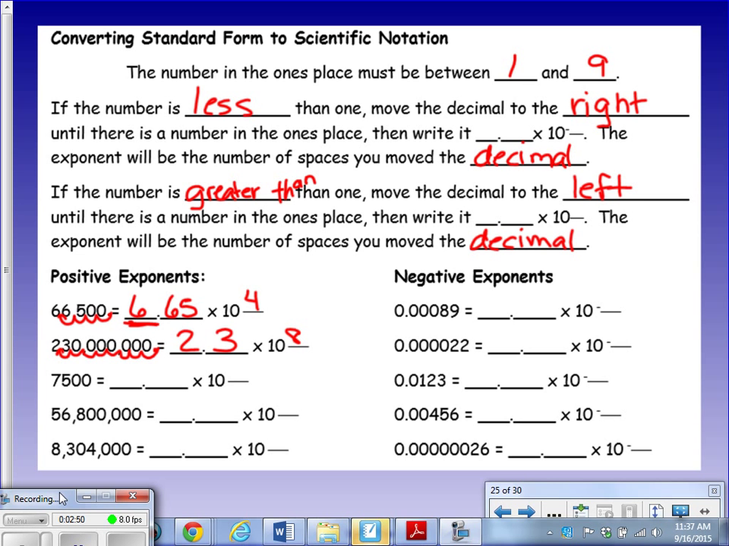All right, again, the decimal is at the very end. So I'm going to move it 1, 2, 3 places. I'm going to go ahead and write my exponent, and I'm going to write 7.5. All right, if you think you can do the next two, go ahead and pause the video here and try the next two.